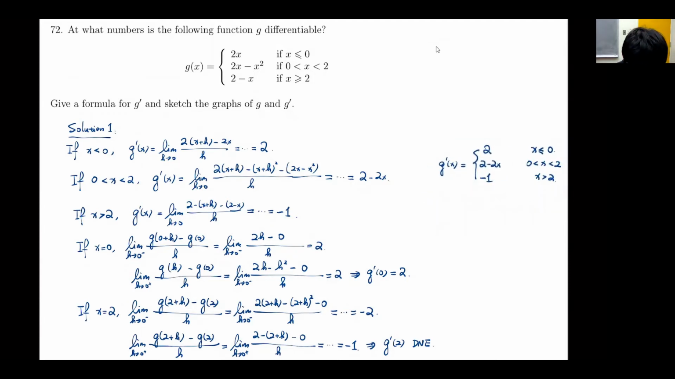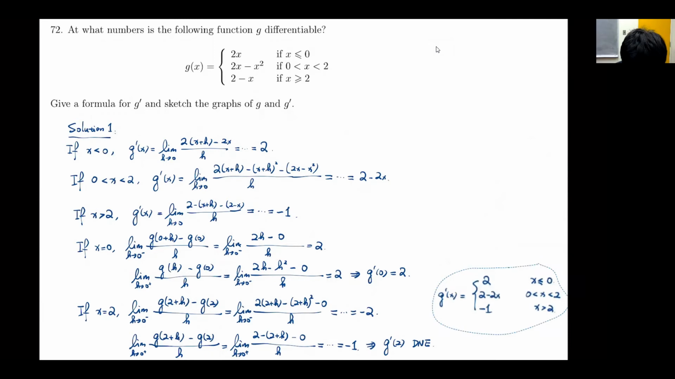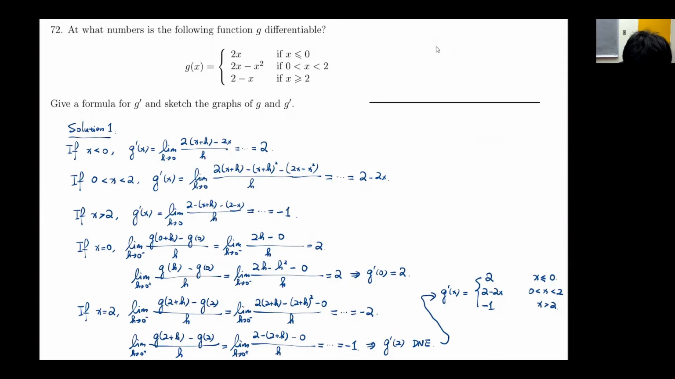And now let's actually draw the graph. Let me draw the graph upstairs and also indicate that this is the final solution. Okay, so if we want to look at the graph of g, we first draw the coordinate axes, and let's see what we get.